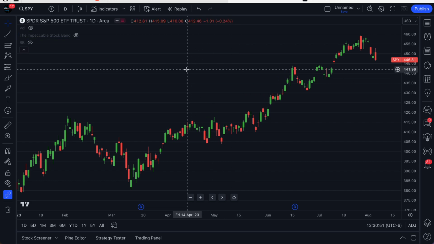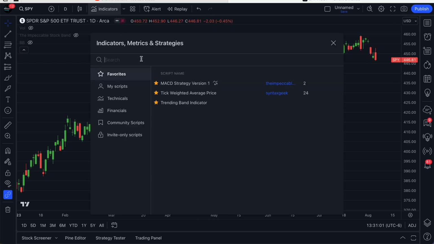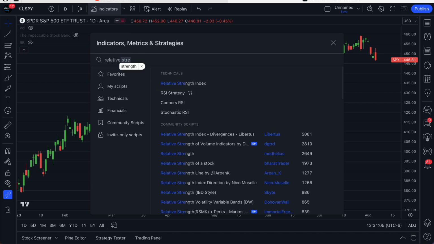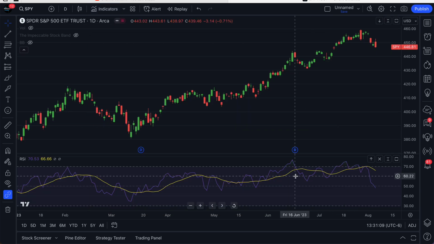So the first thing we need to do is pop open a trading chart. We can do that on our broker, or we can go to a website like tradingview.com, which is what I'm on right now. Next, we need to go to the indicators section and add the RSI, which stands for Relative Strength Index. We add that to our chart. It comes to the bottom and it shows what's going on.